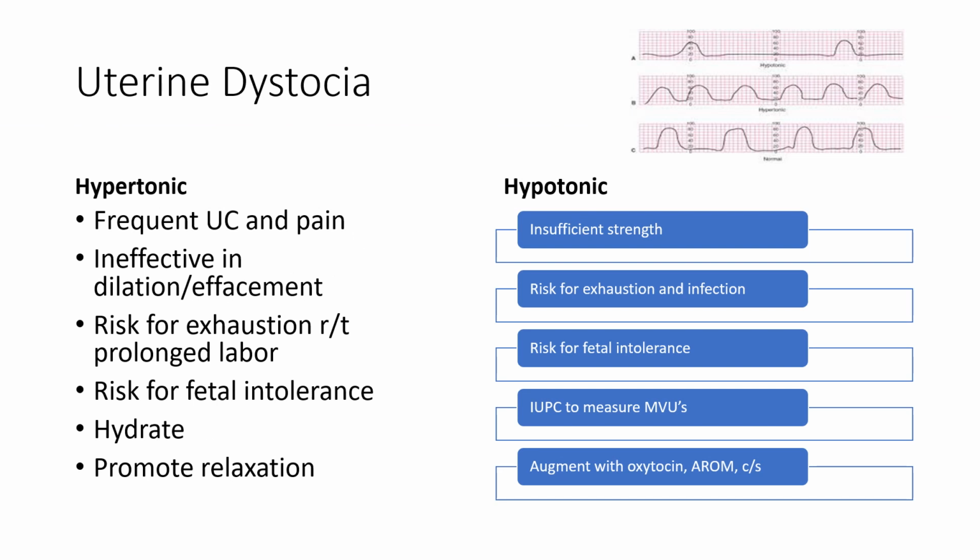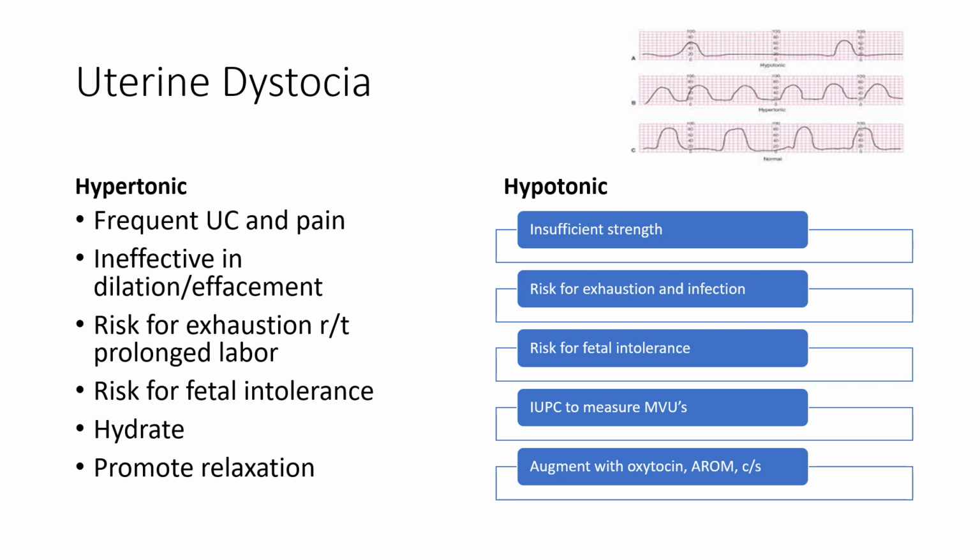Okay, let's start with the first one with uterine dystocia. This is weak or uncontrolled contractions when she's in labor. They can either be hypertonic or hypotonic. So hypertonic is where the patient has frequent uterine contractions and pain and inadequate relaxation in between the contractions, like tachysystole, but they're causing no dilation or effacement, or really not that much at all.